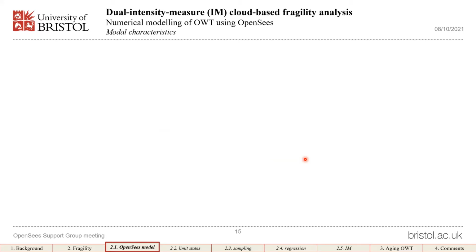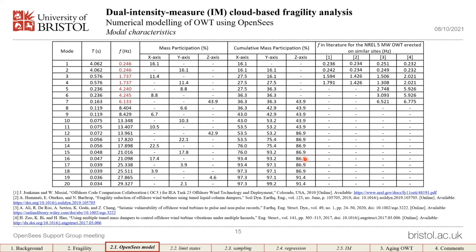With these basic modeling aspects settled, here is a comparison of natural frequencies of our model from OpenSees to some other models presented in past papers. These results are for the same wind turbine, the NREL 5 megawatt wind turbine, on similar site conditions. With this comparison, we thought that the modeling process of our wind turbine was generally acceptable in terms of the computed natural frequencies of the first 7 modes.